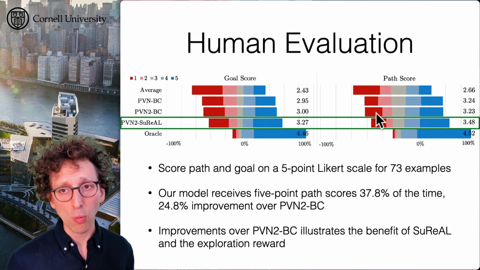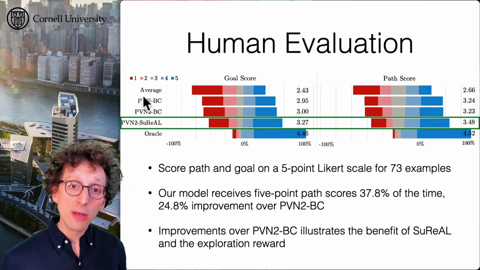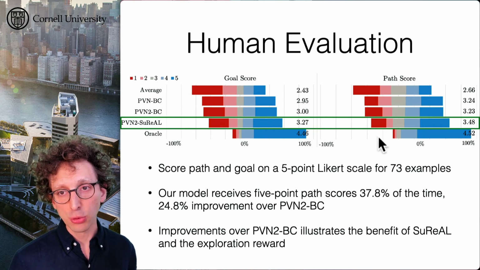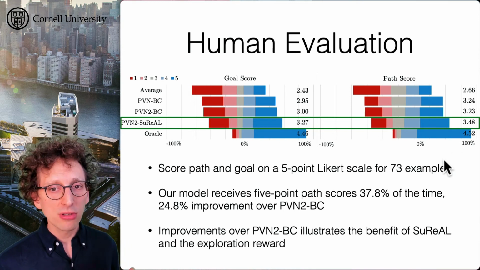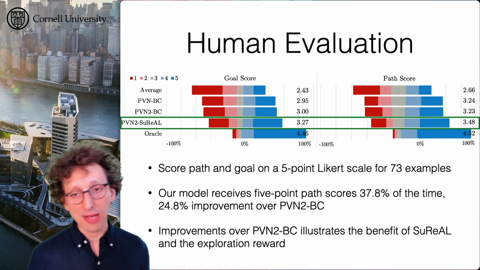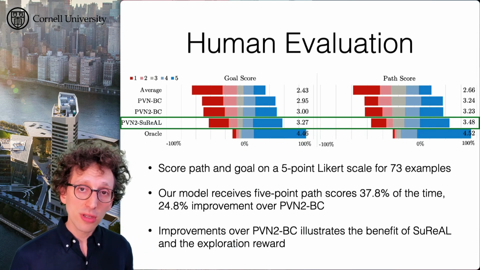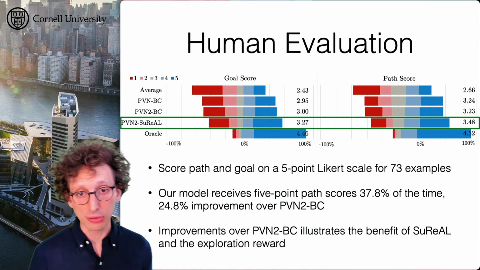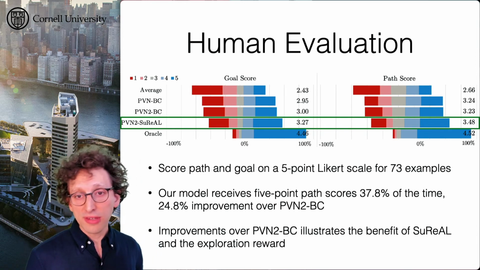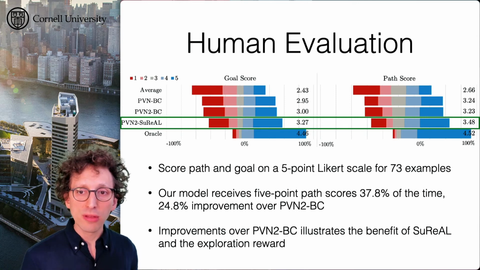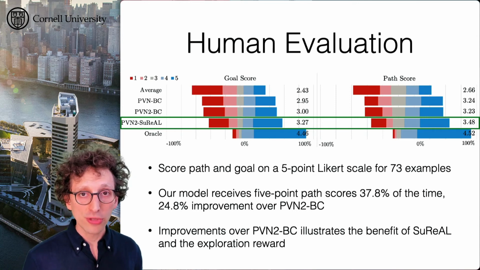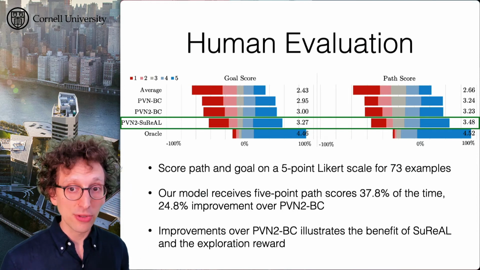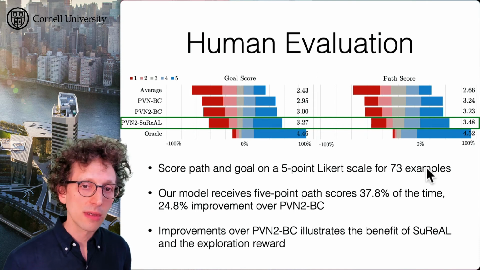We see significantly more ones for path score. When we add our learning algorithm, SURREAL, with the RL component, we see a significant improvement in performance. So our model receives 5-point path scores 40% of the time, which is a 25% improvement over the next baseline, which is PVN2 behavior cloning. So this shows that the improvement of all the new bells and whistles in the models really benefit from the introduction of reinforcement learning into the learning problem and the different rewards that are integrated in it.